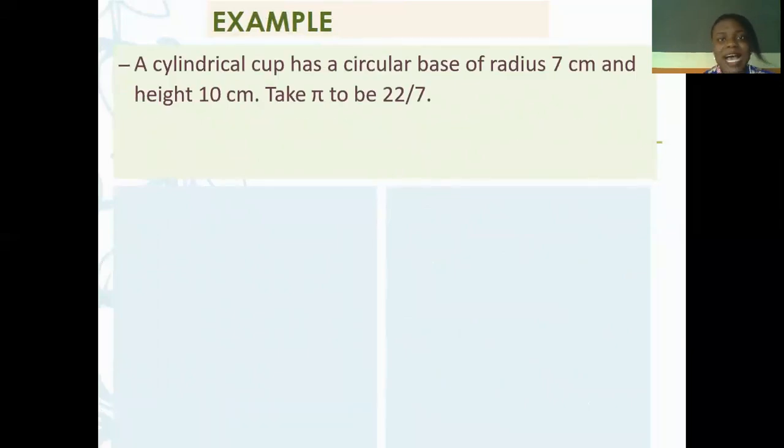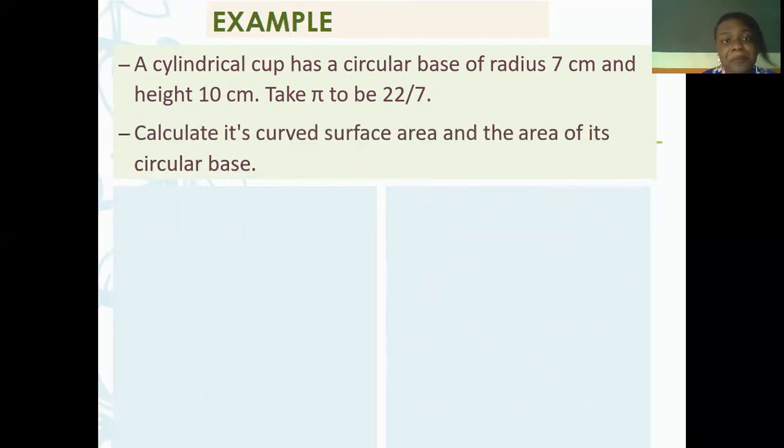Now let's try to use it in an example. A cylindrical cup has a circular base of radius 7 cm and height 10 cm. We have to take pi to be 22 over 7 and calculate its curved surface area and the area of its circular base. This is a simple one. First of all, let's write out all the parameters that we were given. We have the radius is 7 cm, write that down. We have the height as 10 cm, you write that down. We have pi as 22 over 7. If you're not given pi, use 22 over 7. The value of pi is actually 22 over 7 anyway, except it's specified otherwise.